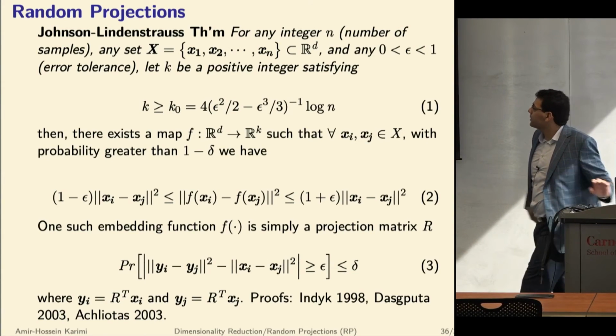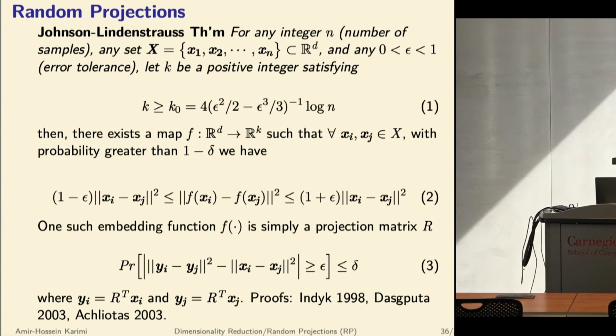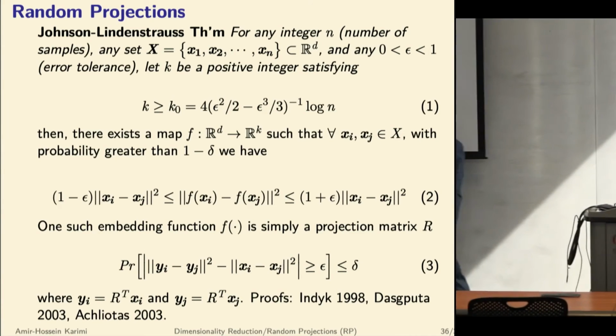Well, equation 2 and 3 are just the same thing. It's just a more compact representation. The probability of this being larger than epsilon, so 2 not being satisfied, is smaller than delta. It's the same thing as the expression above.